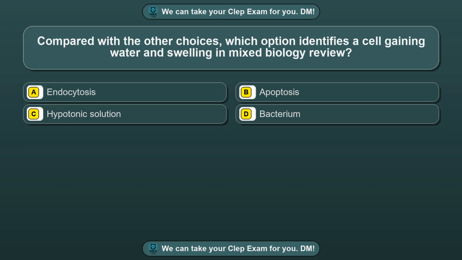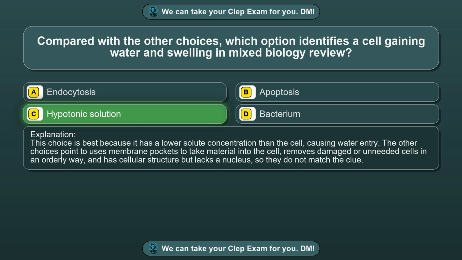Question 81. Compared with the other choices, which option identifies a cell gaining water and swelling in mixed biology review? Option A, endocytosis. Option B, apoptosis. Option C, hypotonic solution. Option D, bacterium. The correct answer is option C, hypotonic solution. This choice is best because it has a lower solute concentration than the cell, causing water entry. The other choices point to uses membrane pockets to take material into the cell, removes damaged or unneeded cells in an orderly way, and has cellular structure but lacks a nucleus, so they do not match the clue.